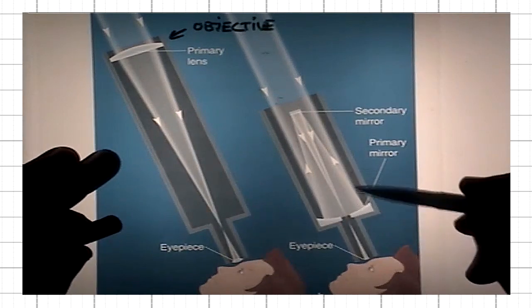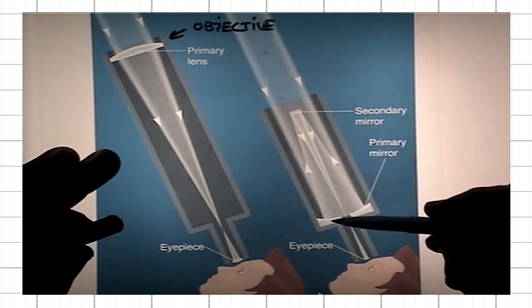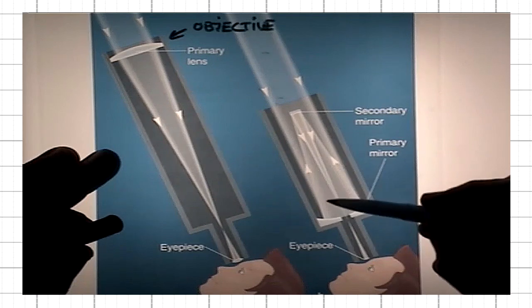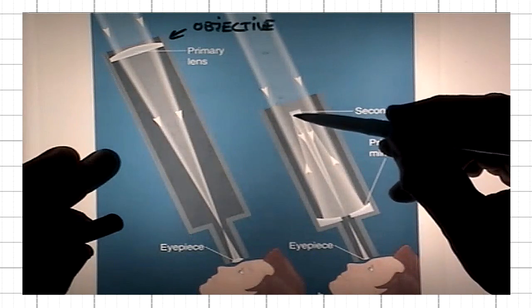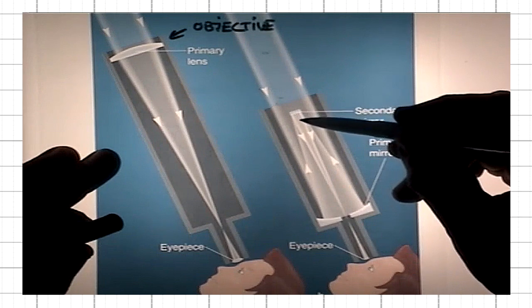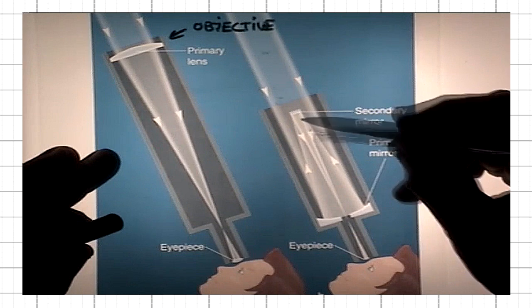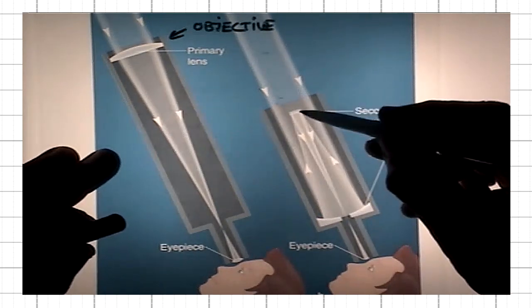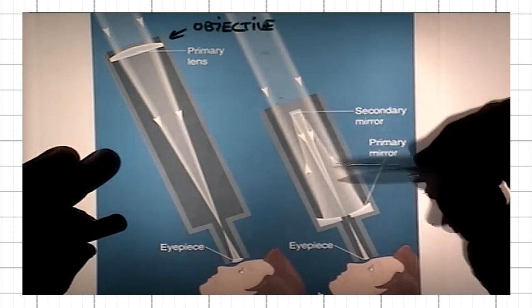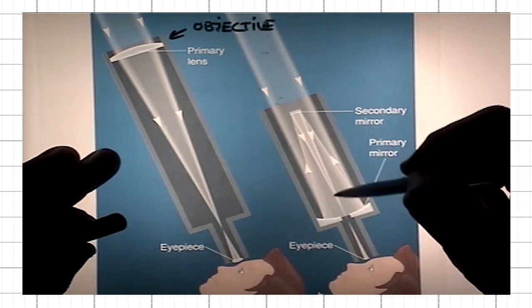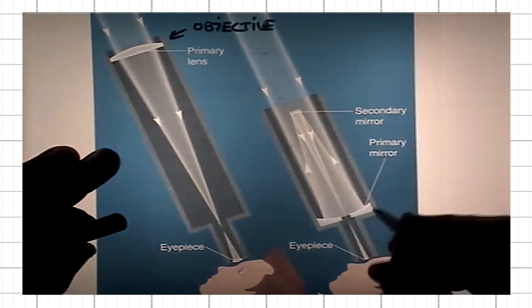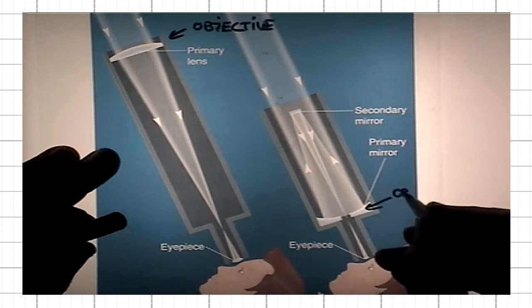Now, in the second case, the objective is the mirror. So the mirror is actually collecting all the light. It's focusing it to a particular point, but in order to be able to channel that light into the eye rather than out of the telescope, one uses a so-called secondary mirror that bounces back the light through a hole in the primary mirror, and now the objective is a mirror.